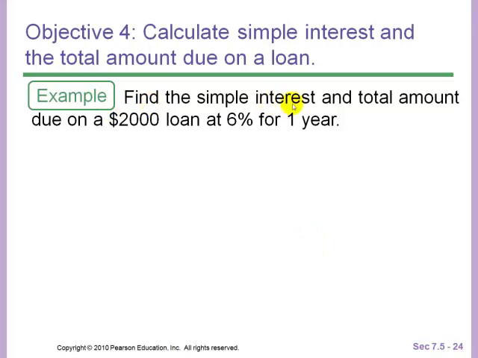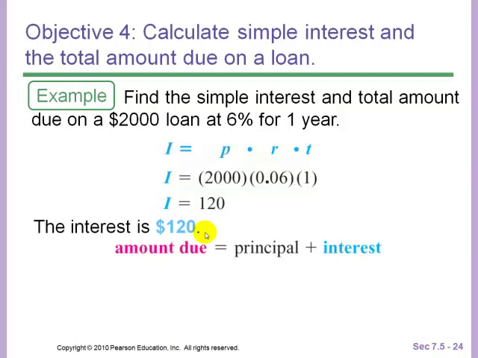Example: find the simple interest and total amount due on a $2,000 loan at 6% for 1 year. So we're going to use our formula, I equals P times R times T. We don't know the interest, that's what we're trying to find. The principal is 2,000, the rate is 6%, which we use as the decimal 0.06, and time in this case is 1 year. Do this arithmetic, and you get I is 120. So this is the interest you're going to pay. However, the total amount due is going to be your principal of $2,000 plus your interest of 120, which is 2,120. So you'll actually wind up paying more, 2,120.